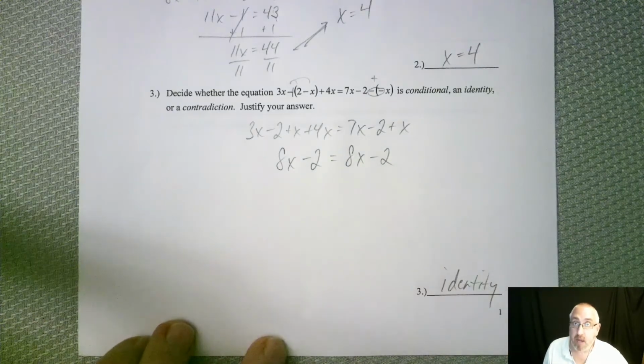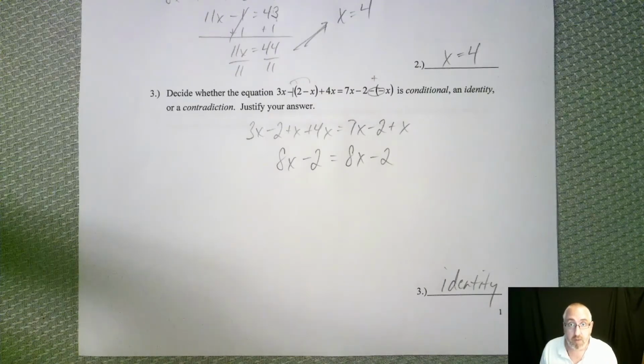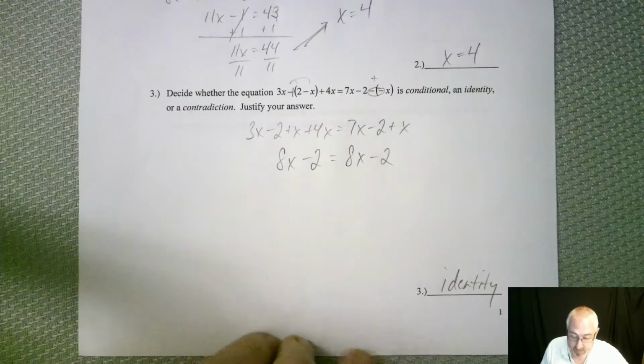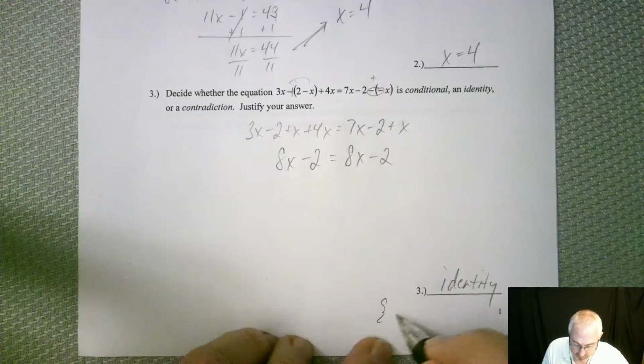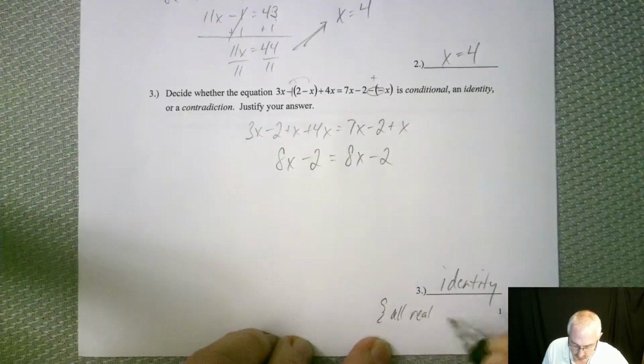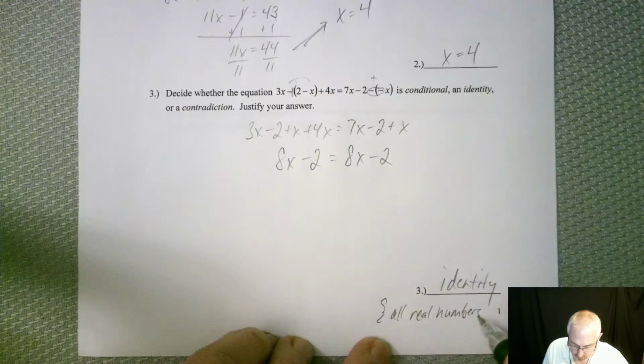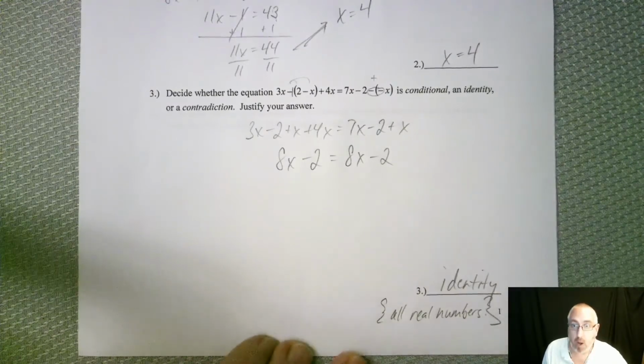Now, in some cases, they will ask for the solution set. So remember, the solution set is just what numbers are going to work for this. And when it's an identity, the solution set is all real numbers. So all real numbers is the solution set.